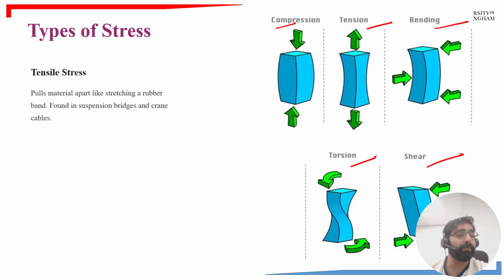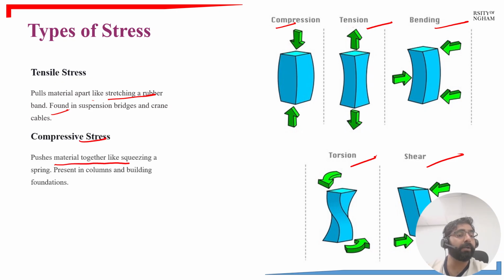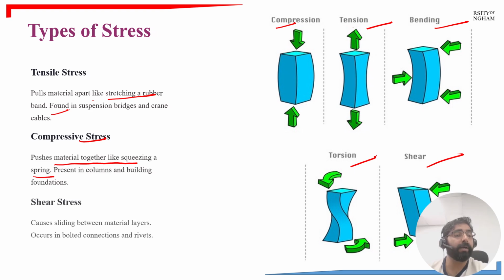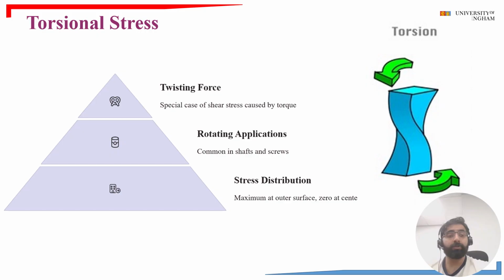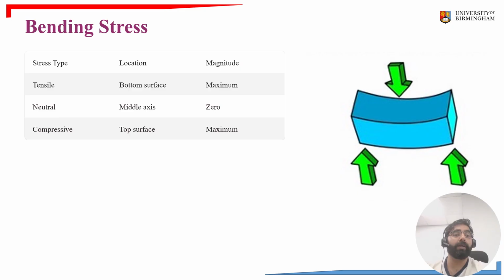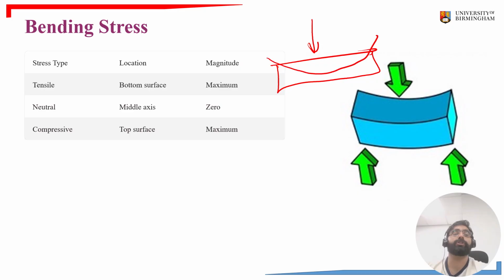Tensile stress pulls the material apart, like stretching a rubber band. Compressive stress pushes the material together, like squeezing a spring. Third one, shear stress, causes sliding between the material layers and occurs in connections and rivets. For example, if there is a body and the forces are acting on the edges, this is called shear stress. Now the torsion stress is due to twisting in a rotational body, and the bending stress arises when the length of the body is large and a load is applied, which causes deflection in the body.